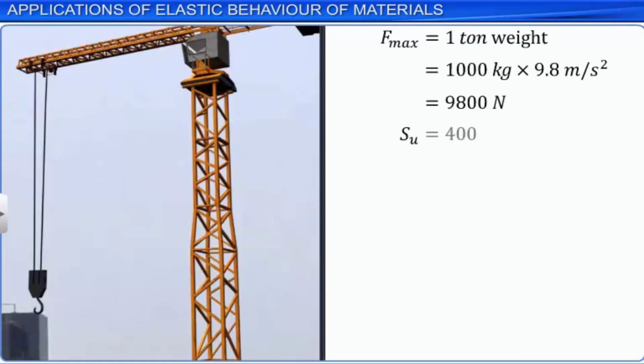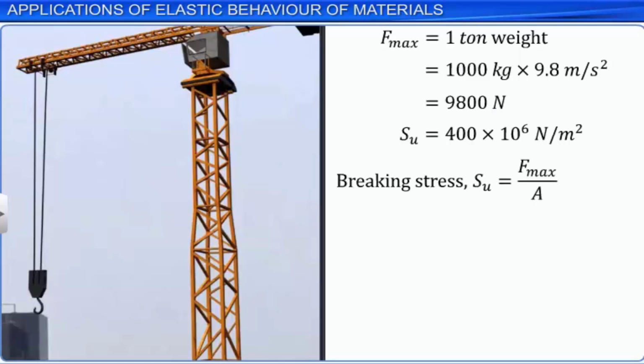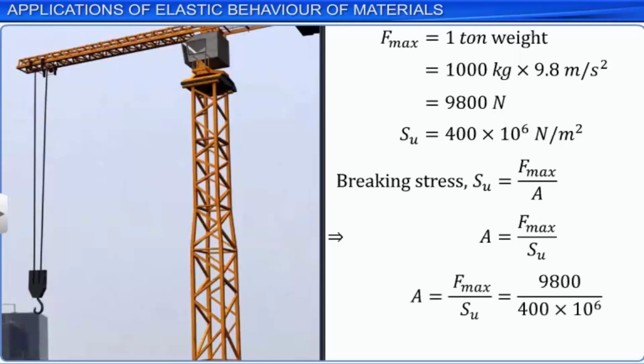The cross-sectional area of the rope can be calculated by equating the breaking stress S_U to the ratio of maximum load and the area of cross-section A. The cross-sectional area of the required rope is calculated for the maximum load of 1 ton, that is, 1000 kilos. By substituting the maximum load as mass times acceleration due to gravity and the breaking stress, the required area is 2.45 × 10^-5 meters square.